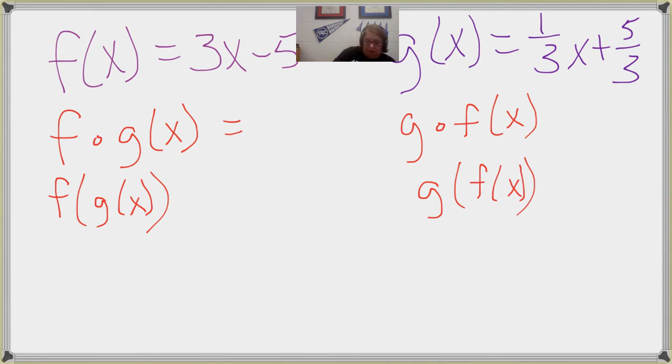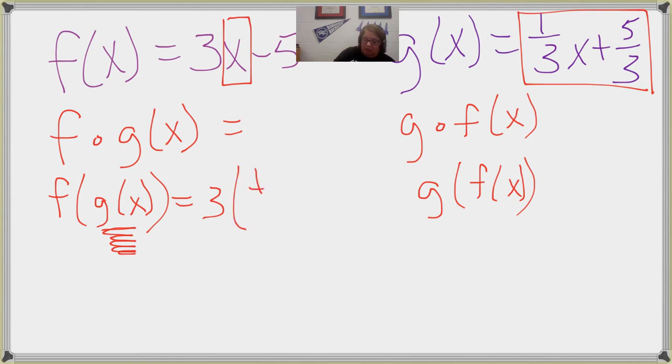So what we're going to do is look at what is in the parentheses, g of x. Instead of a number, we have the entire function. So g of x is this, right? 1/3 x plus 5/3. I'm going to replace this x in 3x minus 5 with that entire function g of x. So we have 3, replace the x with 1/3 x plus 5/3, and then minus 5. Draw a line here to keep that separate.